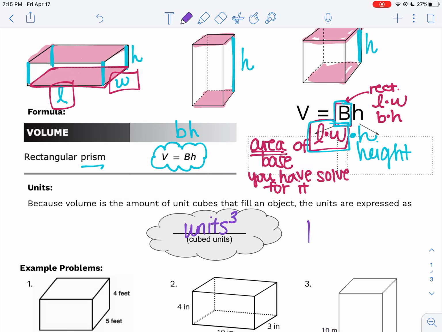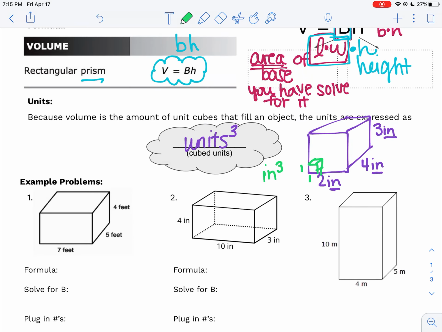Okay, so example, if you have a rectangular prism that has the dimensions 2 inches, 4 inches, and 3 inches, our units are going to be in inches. So that means our little unit cube that we're going to use to fill that prism is going to be a little cube that is 1 inch by 1 inch by 1 inch. Okay, so we're talking about how many little cubes we can fill this with. So we're going to say that our units are inches cubed. It's just an example. So let's look at problem number 1.